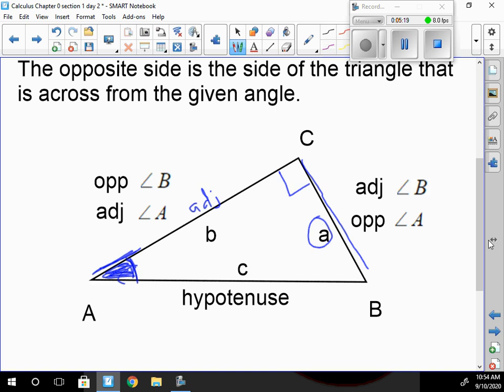If I'm looking at angle B, then it's the opposite. For angle B, or this angle here, the side that's opposite of angle B is across from it. The side that's adjacent to angle B is the one that's not the hypotenuse that forms angle B. So A. A is adjacent to angle B.